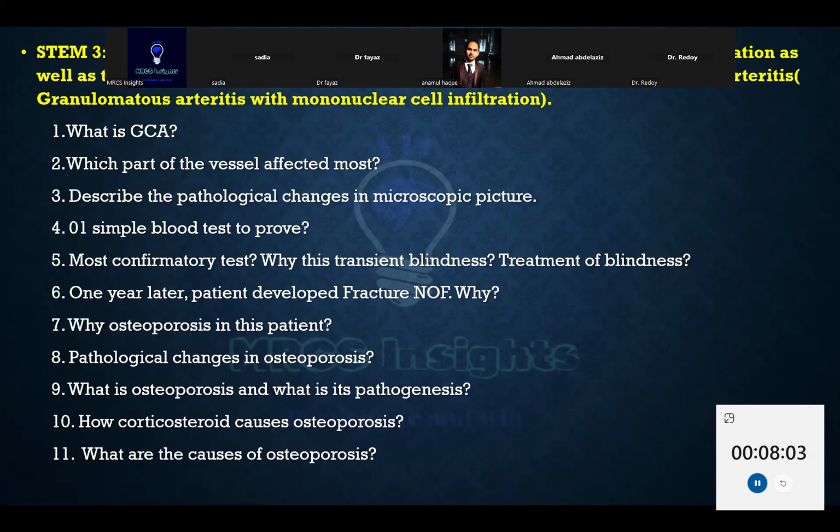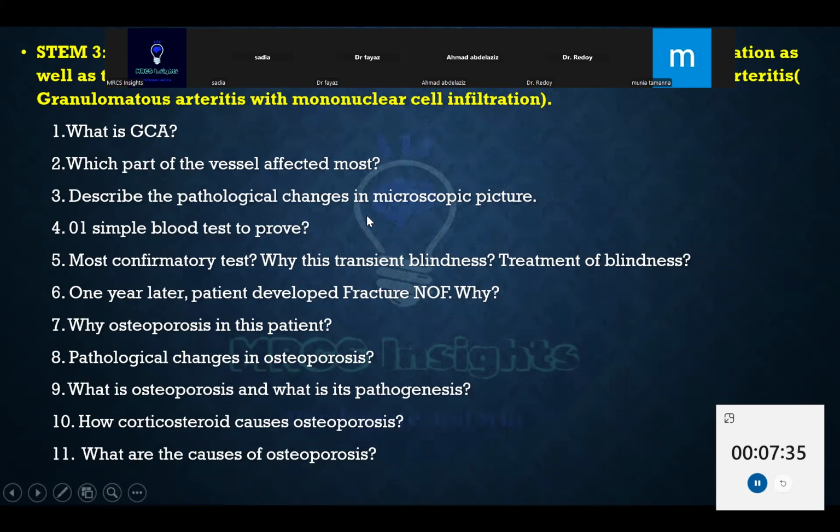Okay, no problem. So now tell me one simple blood test to prove that the patient has giant cell arteritis. ESR. What will be the ESR, elevated or decreased? Elevated ESR. You have to tell a full sentence. Okay. Now tell me the most confirmatory test of giant cell arteritis.